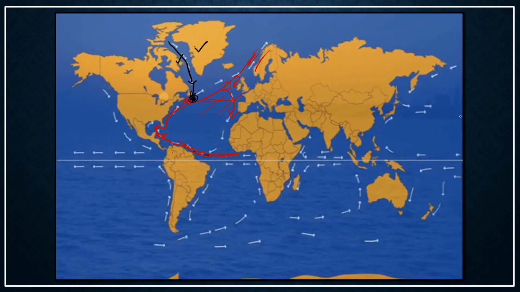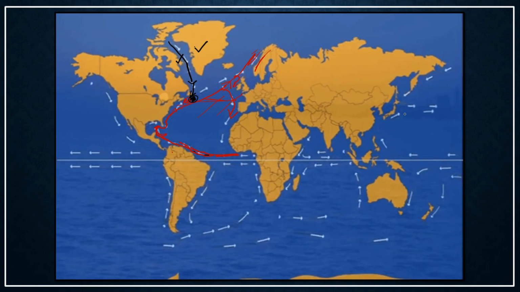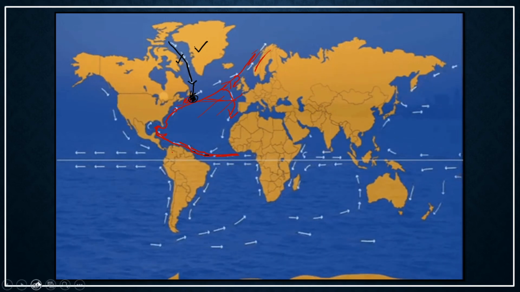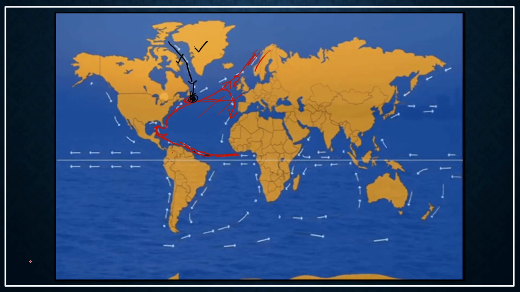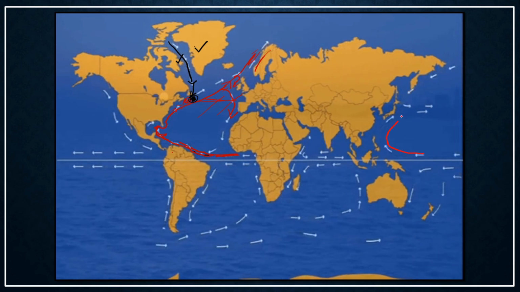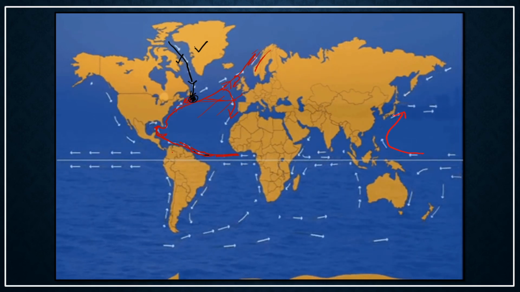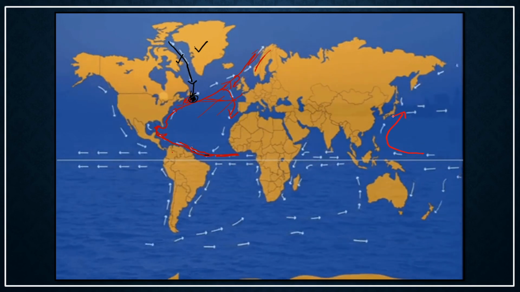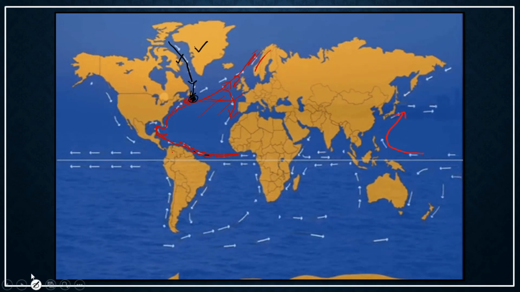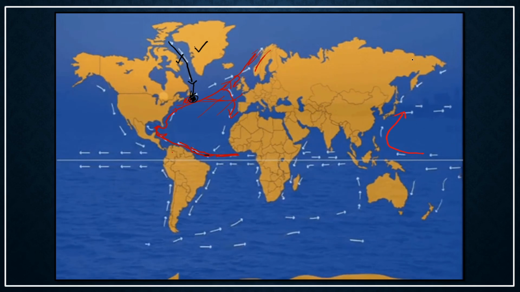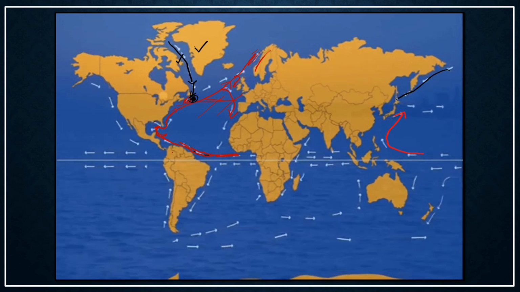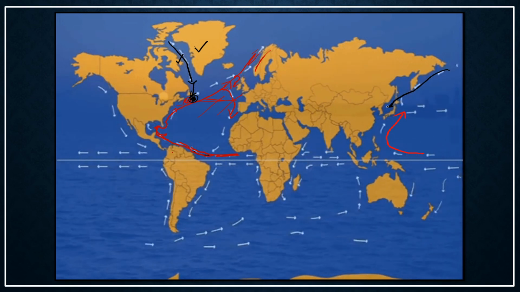Two very important ocean currents are found in the Pacific Ocean. One is the warm Kuroshio, which is found on the western part of Japan, and another one is the cold Oyashio, which is coming from the north and is found in the eastern part of Japan.